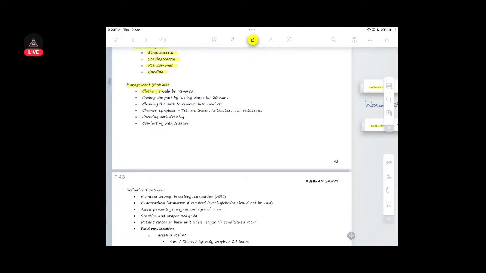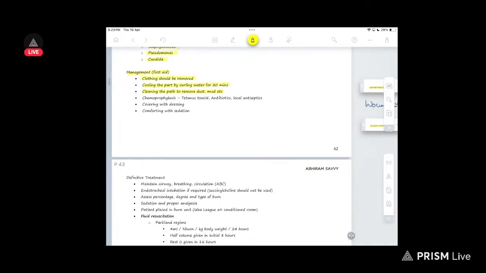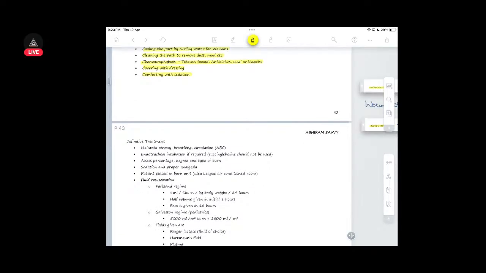Management, first aid: the clothing should be removed, cool the part with running water for 20 minutes, and clean the part to remove dust, mud, etc. Chemoprophylaxis: you have tetanus toxoid and local antiseptics, you cover with dressing and you provide sedation. Comfort with sedation.